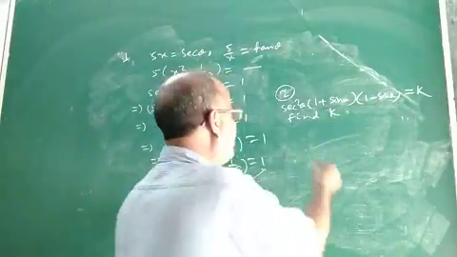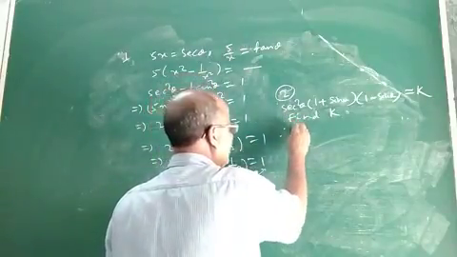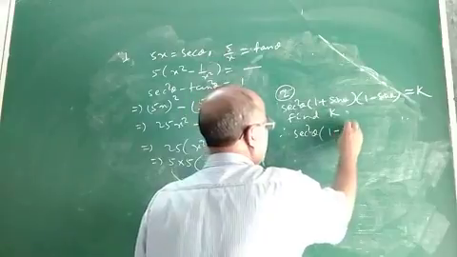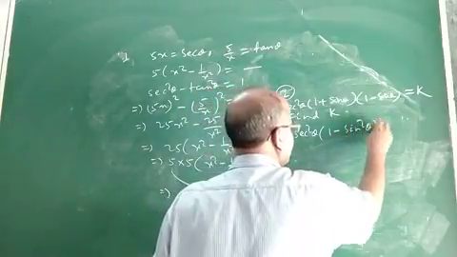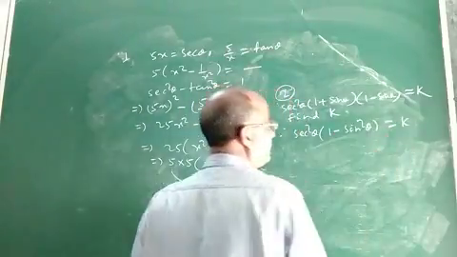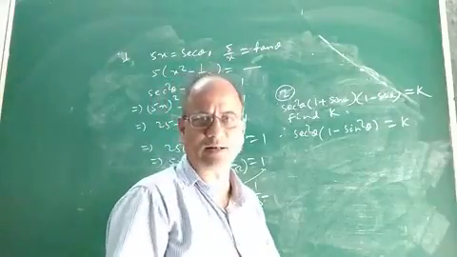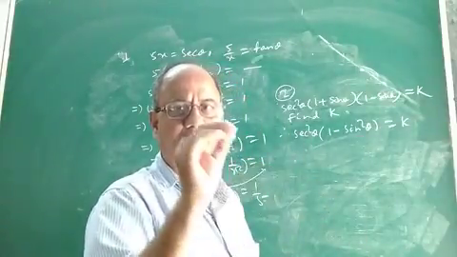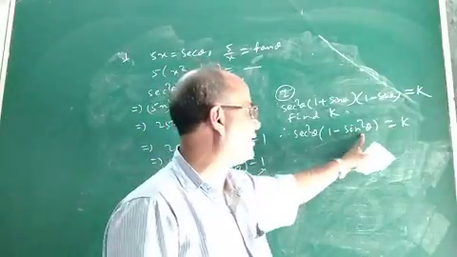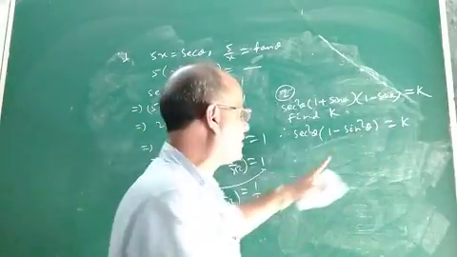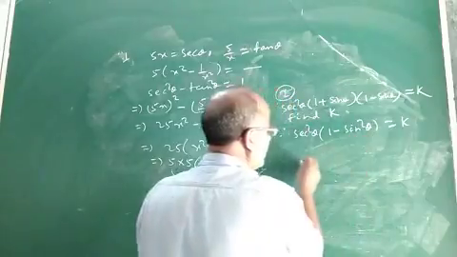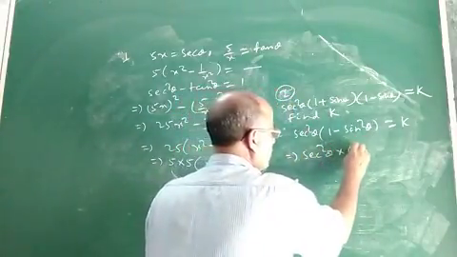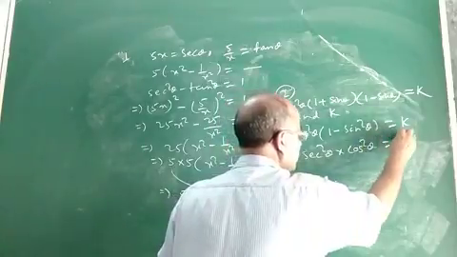You know the identity. So we can write sec square theta into 1 minus sin square theta equal to k. And what is the formula for 1 minus sin square theta? It is cos square theta, because sin square theta plus cos square theta is 1. So 1 minus sin square theta will be equal to cos square theta. So let us substitute cos square theta here. So sec square theta into cos square theta equal to k.